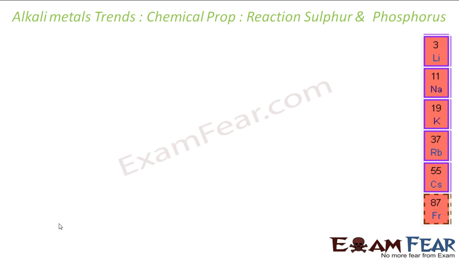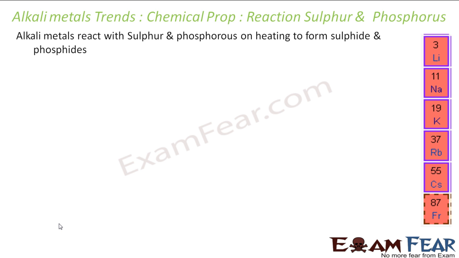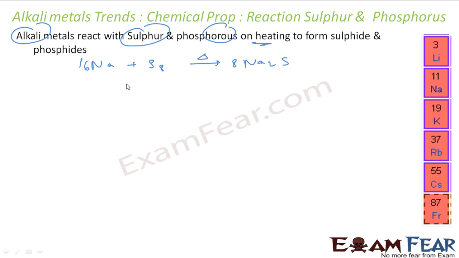Let's talk about the reaction of alkali metal with phosphorus and sulfur. It's pretty simple. All the alkali metals react with sulfur and phosphorus on heating to form sulfides and phosphides. For example, sodium plus sulfur, you heat this, it becomes sodium sulfide. You can balance this. Or sodium plus phosphorus, you heat this, you get sodium phosphide, Na3P, you can balance this. So you get sulfides or phosphides when you heat the alkali metal with sulfur and phosphorus.